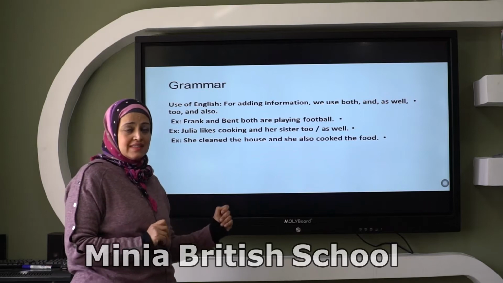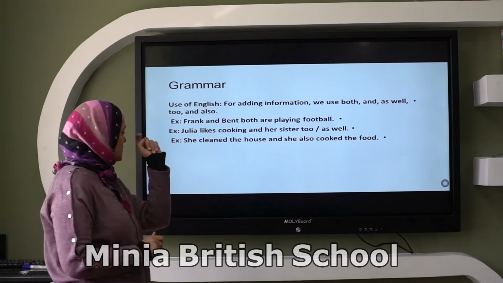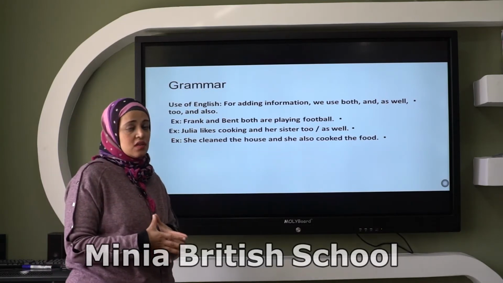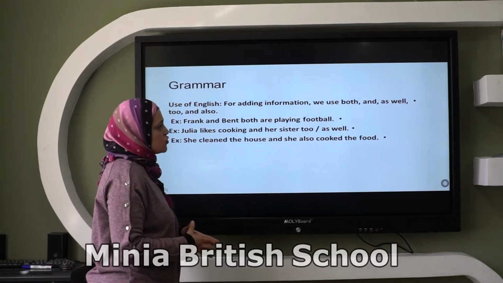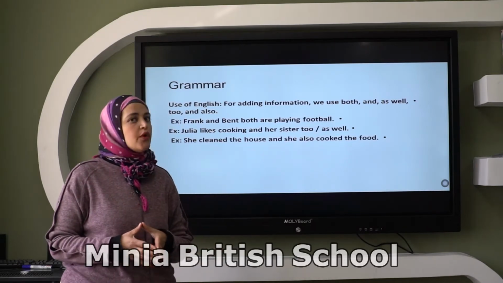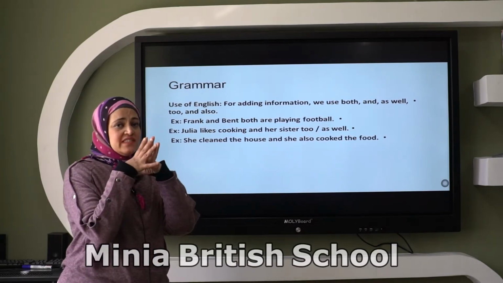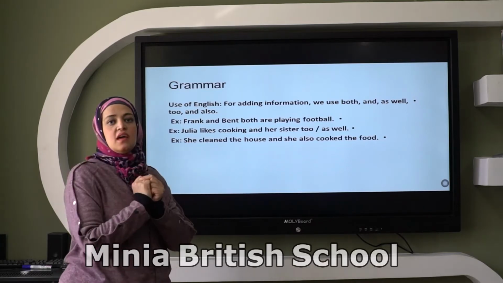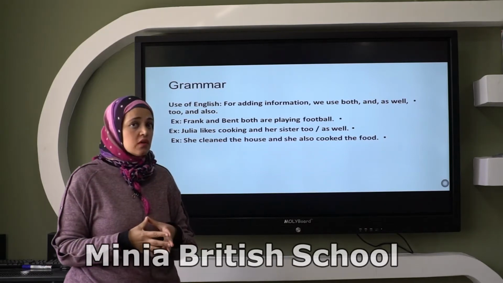She also did that. Sorry, I can't use "also" at the end of the sentence. I can't use it this way at all, and I can't say "she cleaned the house and she cooked the food also," as I did with "too" or "as well." No, I use it this way. I mention the first action she did, and I say "and she also did" the second action. As we said here, she cleaned the house and she also cooked the food.